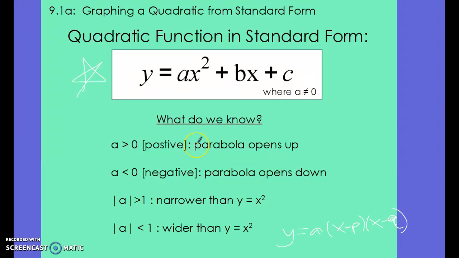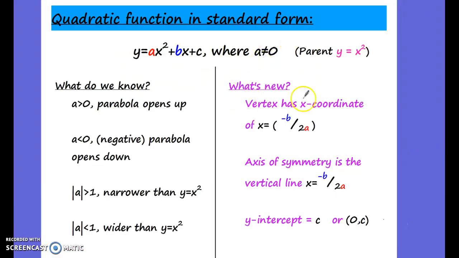Things that stay the same: a positive a value still opens up, a negative a value still opens down. The larger the a value, the narrower or skinnier our graph is going to be. The smaller our a value, the wider our graph is going to be. Those things stay the same. Now, a couple things change.